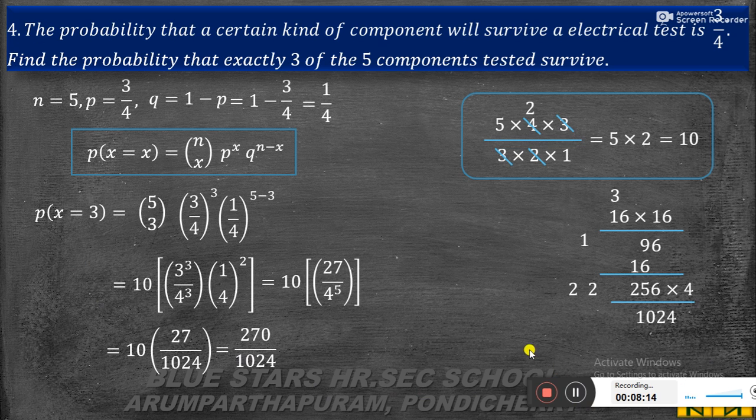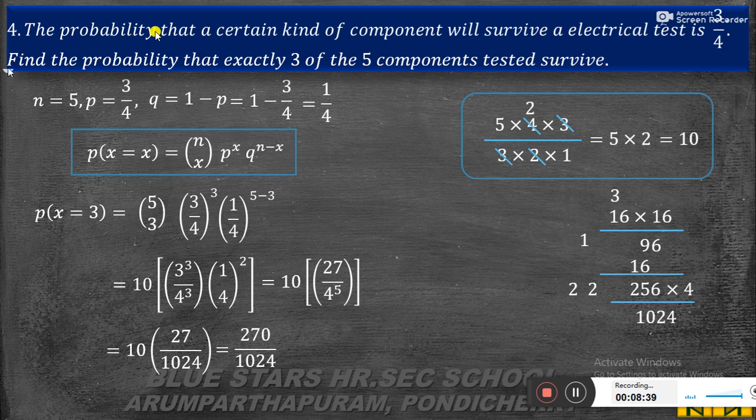Fourth problem. The probability that a certain kind of component will survive an electrical test is 3 by 4. Find the probability that exactly 3 of the 5 components tested survive. So here, the probability that a certain kind of component will survive an electrical test is 3 by 4.